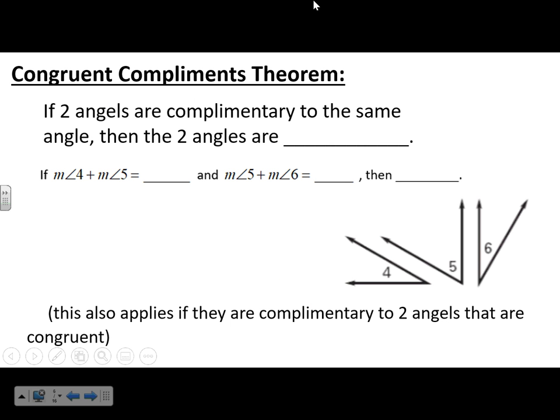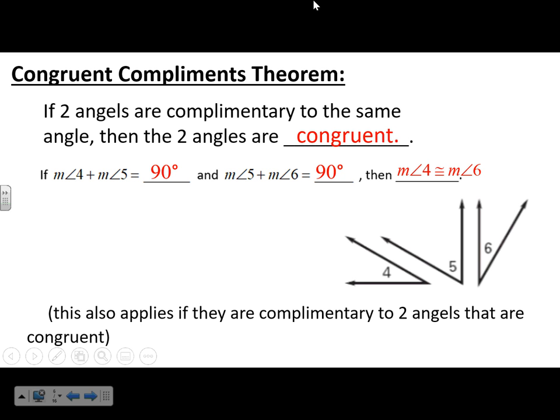Then, similar, we have the congruent complements theorem. If two angles are complementary to the same angle, then the two angles are congruent. And again, the same reasoning. If angle 4 and angle 5 add up to be 90, and angle 5 and angle 6 add up to be 90, then angle 4 is congruent to angle 6.